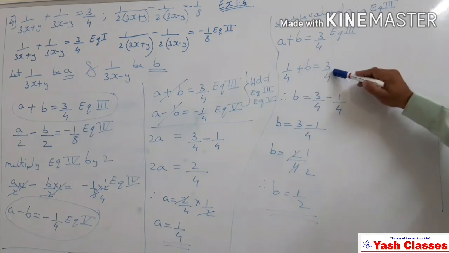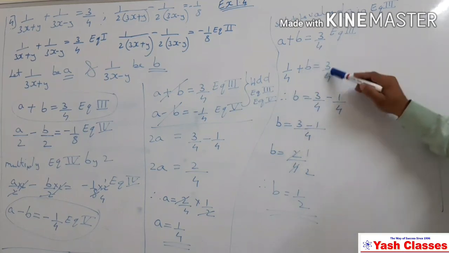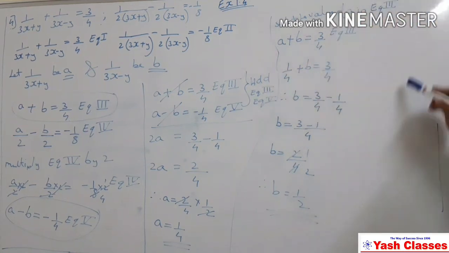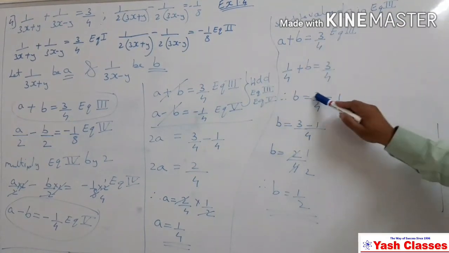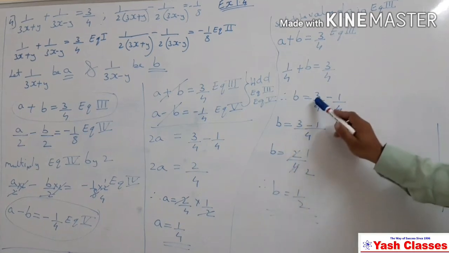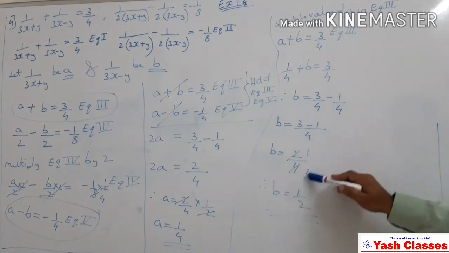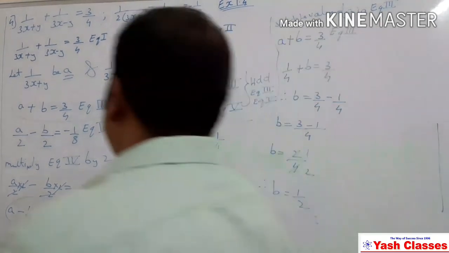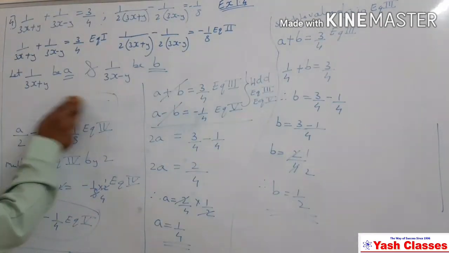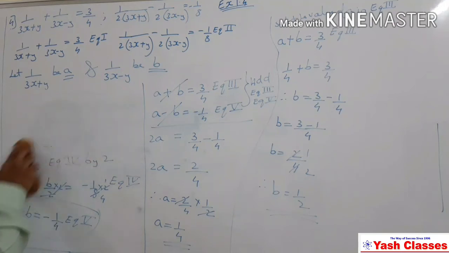B, 3 upon 4, bringing from left to right, plus will become minus. 3 minus 1, 2 upon 4, cancel it. B is equal to 1 upon 2. Now again you have to substitute the value.